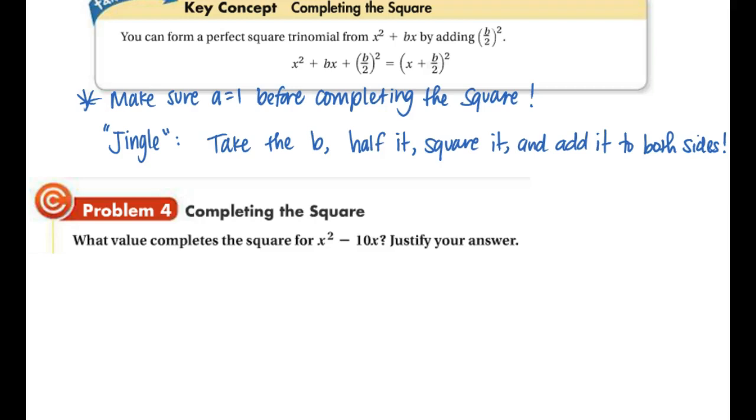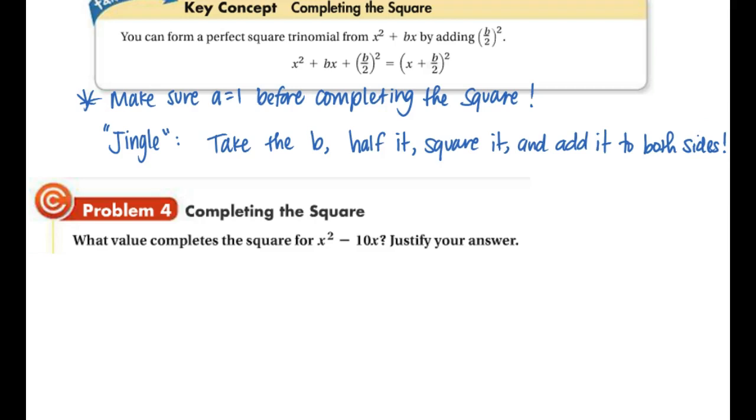What you want to do is take the b, whatever number is in the b position, which is the number in front of the x, half it, which means divide by 2, square it, which means raise it to the second power, and add it to both sides. So it's take the b, half it, square it, and add it to both sides. I'll show you what I mean in example 4.